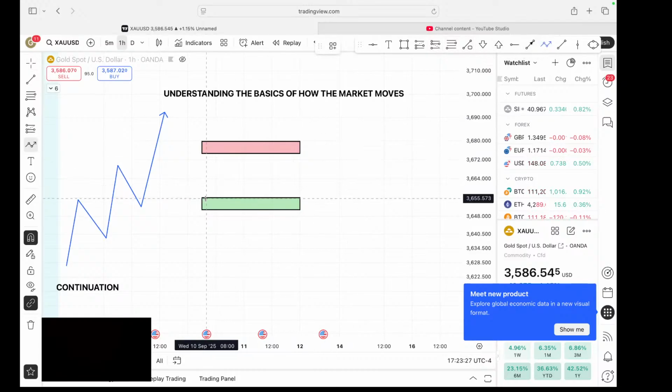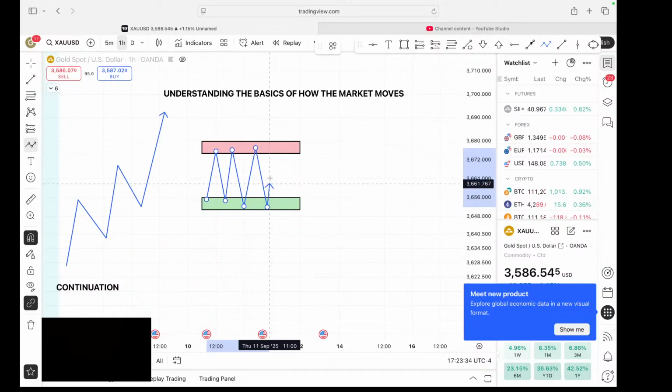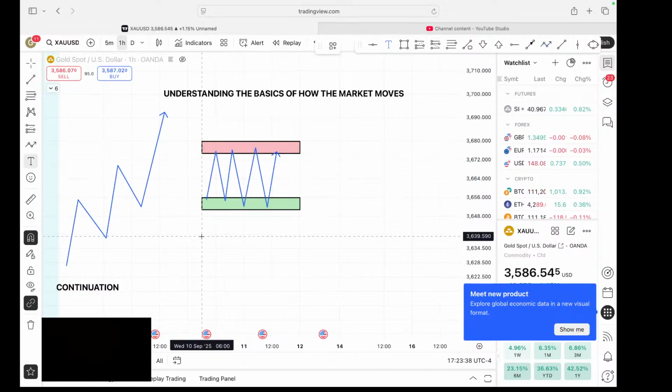A range is when the market is bouncing back and forth between 2 points. This is called a range.